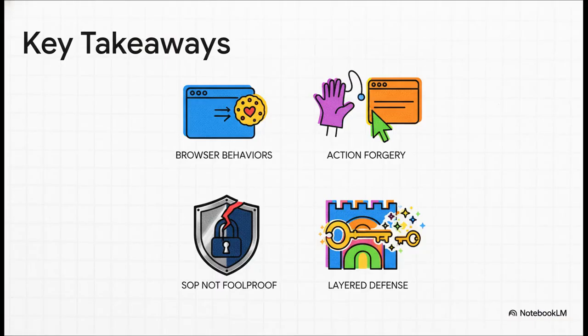So, let's boil all this down. What are the big takeaways here? First, the very things that make browsers helpful, like automatically sending cookies, are the exact same things that attackers love to exploit. Second, we've seen that user actions can be faked with CSRF or stolen with clickjacking. Third, that big wall, the same origin policy, isn't as solid as we'd like to think. Fourth, session management is everything. You have to issue a new token after login. And finally, there's no silver bullet. Real security is all about having layers of defense.